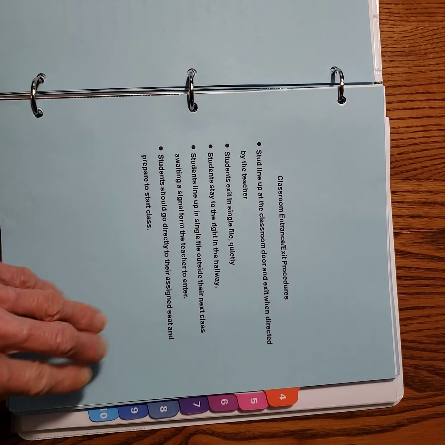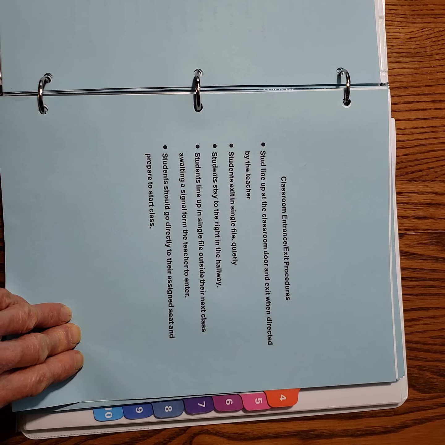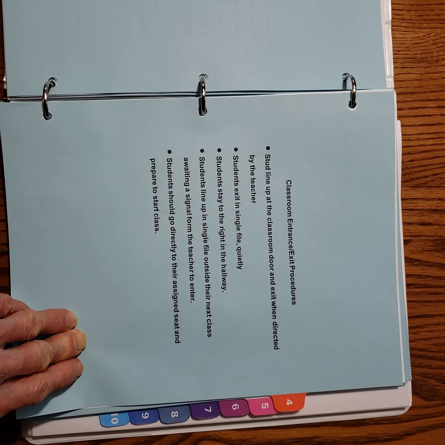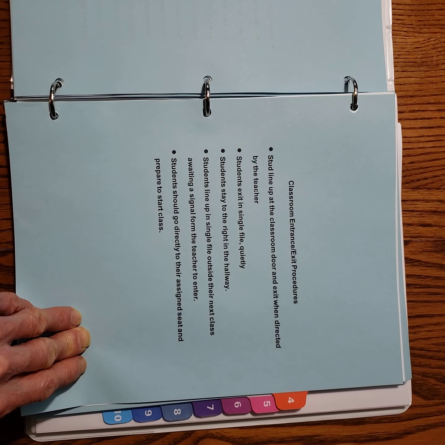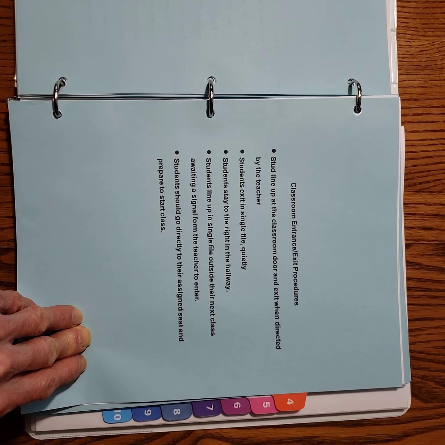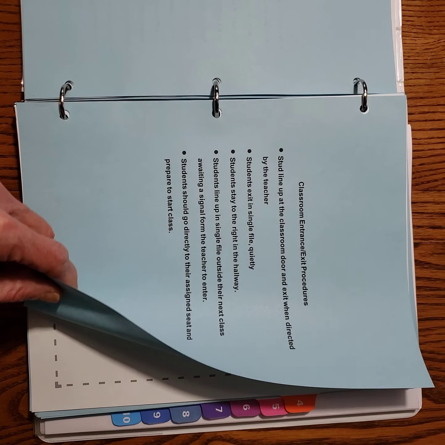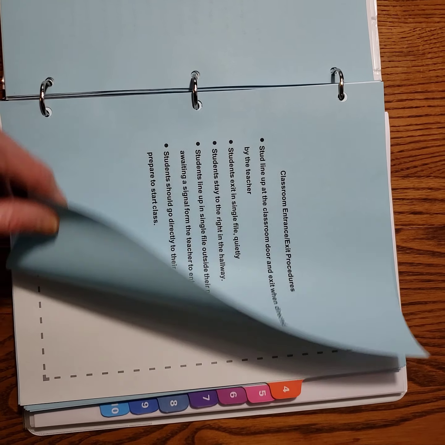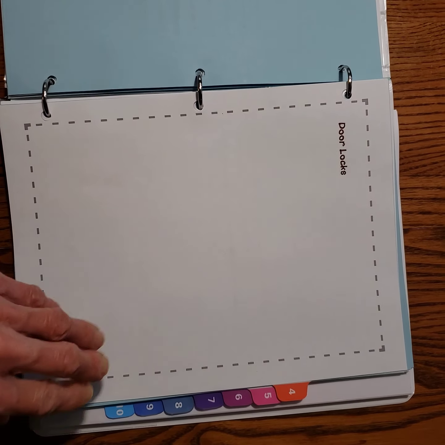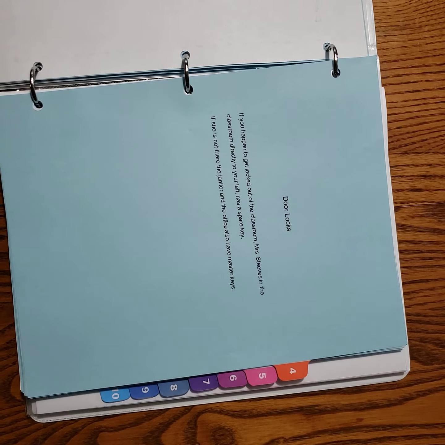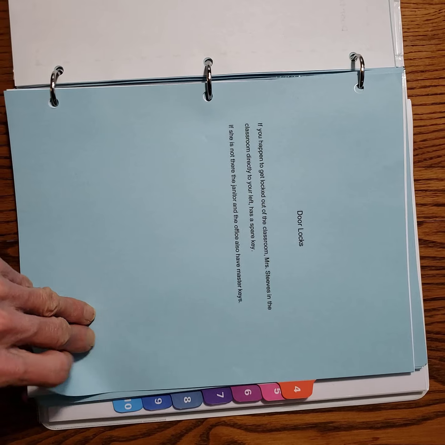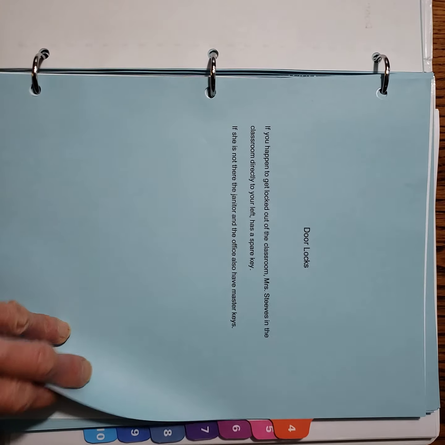The other thing is class entrance and exit procedures. We have these in the school where the students are supposed to keep to the right when they're in the hallways, and line up single file outside the classrooms, and what she should expect from the students in their entrance and exit procedures inside the classroom. The next is on door locks, and remedies if she happens to lock herself out of the room.